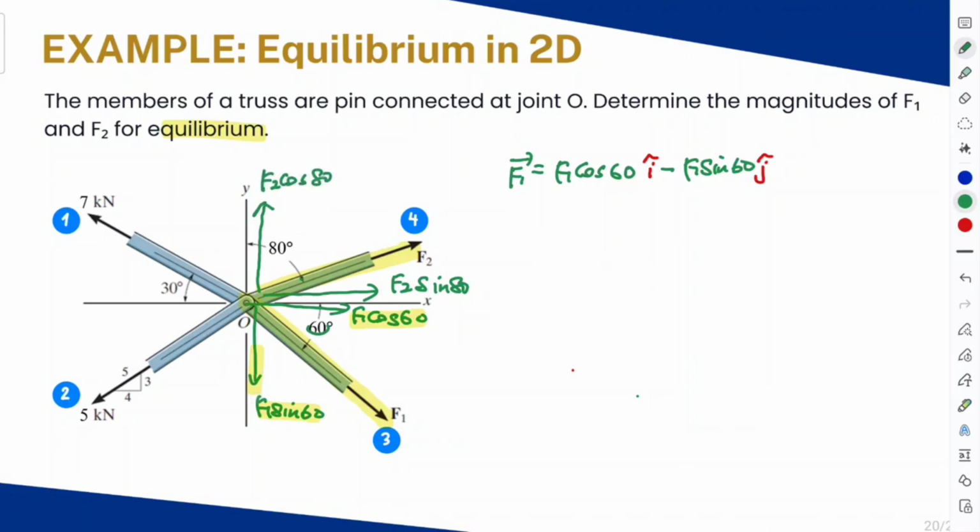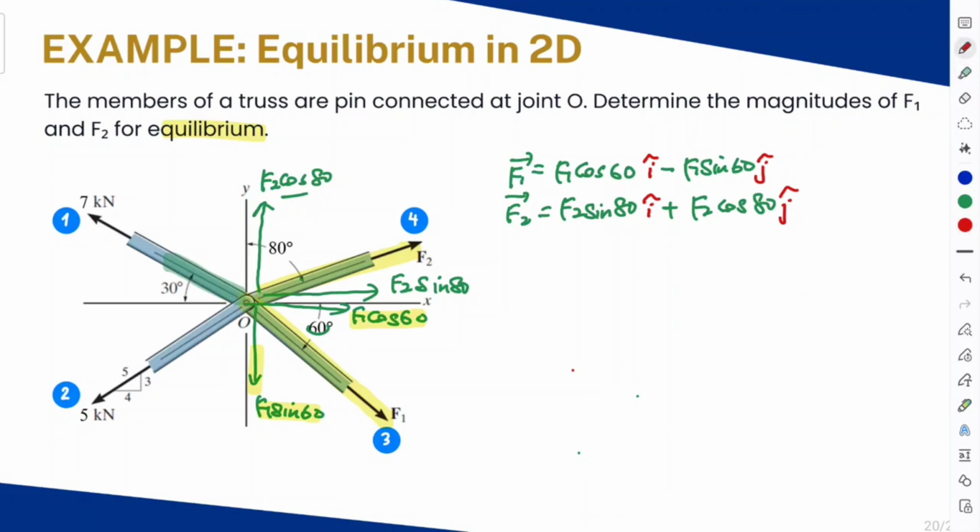Okay, so based on this combination, establish the vector equation for F2, by which F2 is equivalent to F2 sine 80, and this is in the direction of i, and then plus F2 cos 80, and this is in the direction of j. Okay, so 2 component forces are done. Let's move on to the third component, which is the 7 kilonewton.